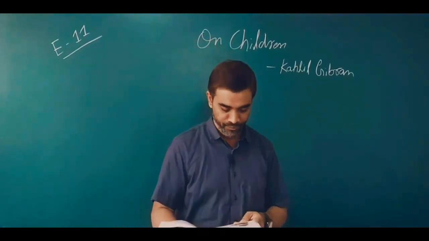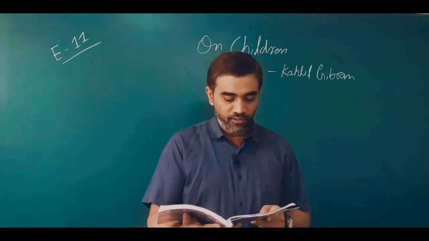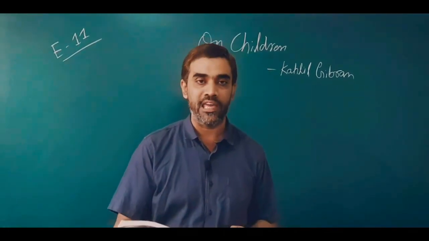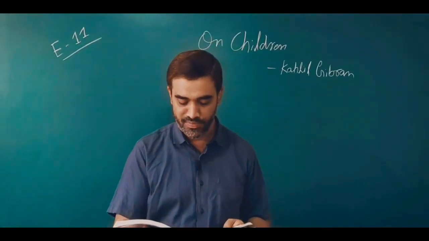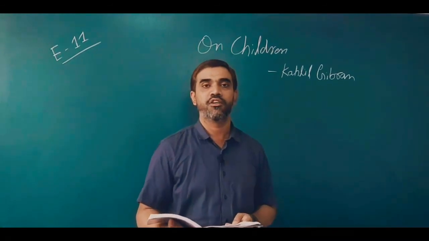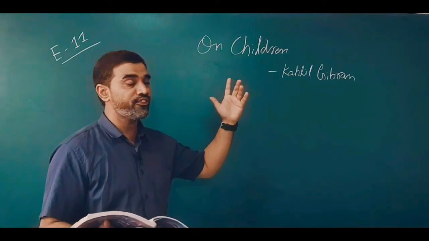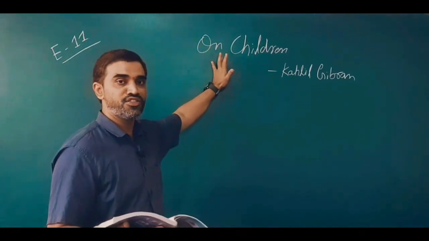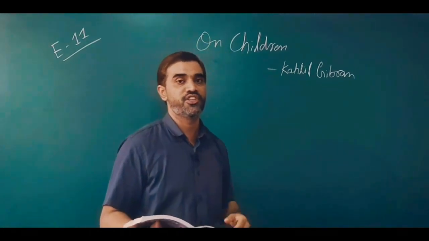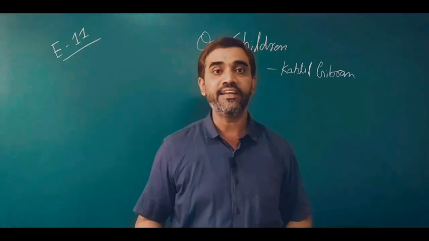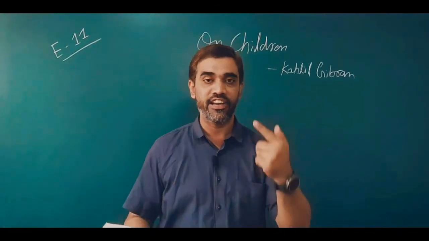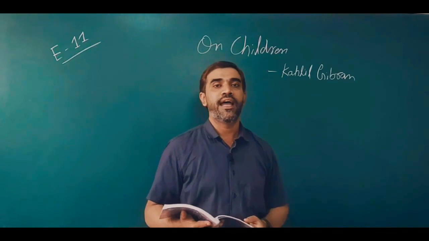Alright? Okay. Now, "And a woman who held a babe against her bosom said, 'Speak to us of children.'" What is the title? On Children. Speak to us of children. Okay. Now, the very second line of the poem is, "And he said."